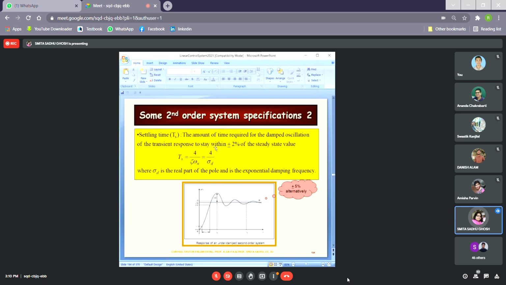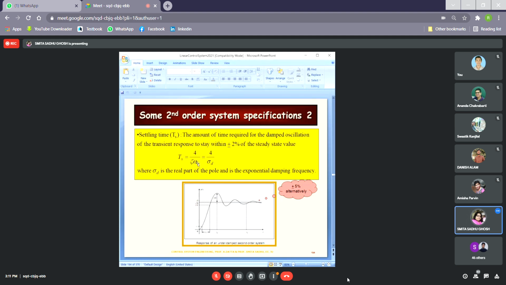Now this settling time, when plus minus 2% is the criterion, is given by 4 by zeta omega n, or it's also written as 4 by sigma d, where you can see the zeta omega n is actually the real part of the complex conjugate pole pair.